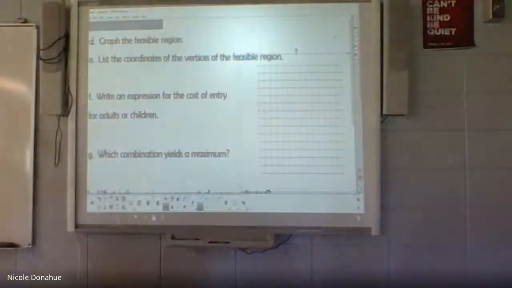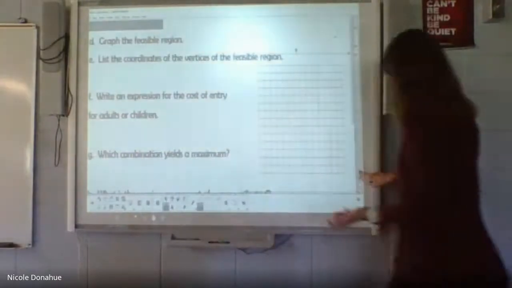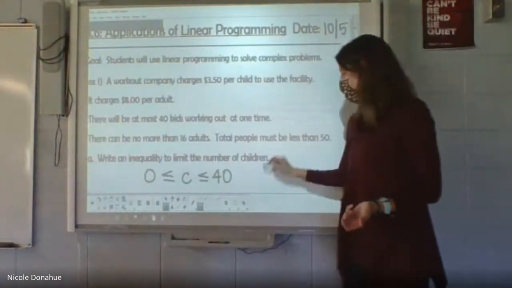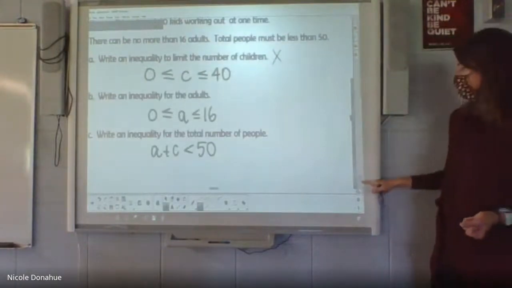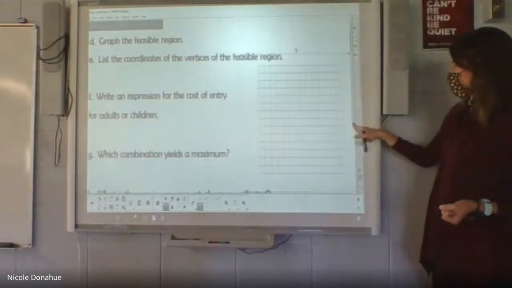So we have to put this on a graph. Now, we have to decide what we want to be our X and what we want to be our Y. Since we picked it first, I'm probably gonna call children our X coordinate. So I'm gonna put the children across the bottom. The children are gonna go across the bottom.